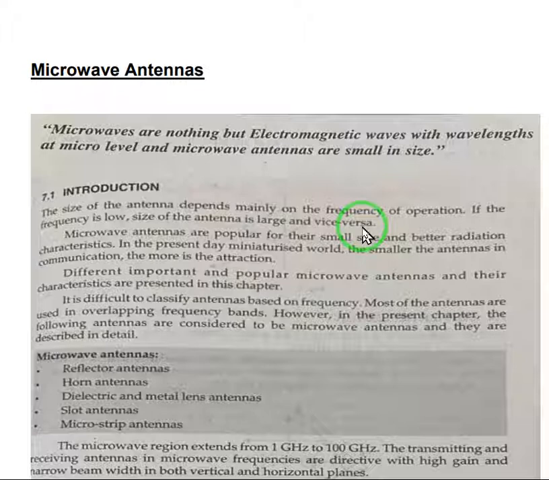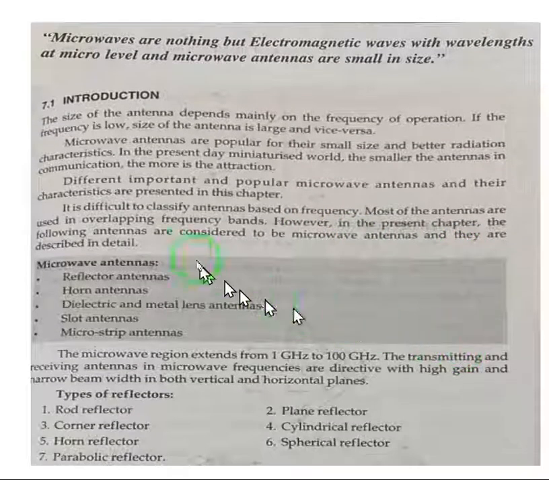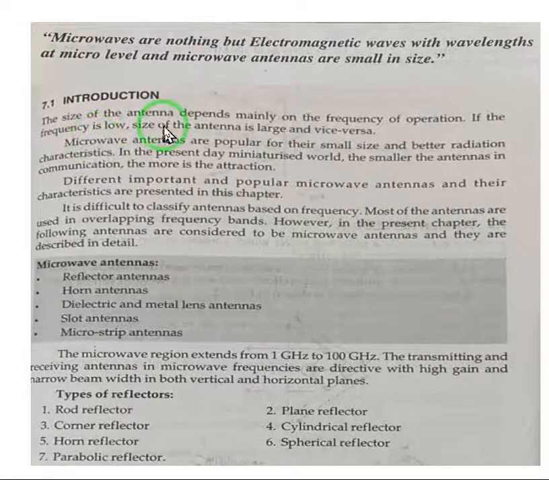So it simplifies that where the frequency is higher, the size of the antenna will be small. From the introduction, the size of the antenna depends only on the frequency, as has been described right now. The higher the frequency, the lower the size of the antenna, and vice versa.